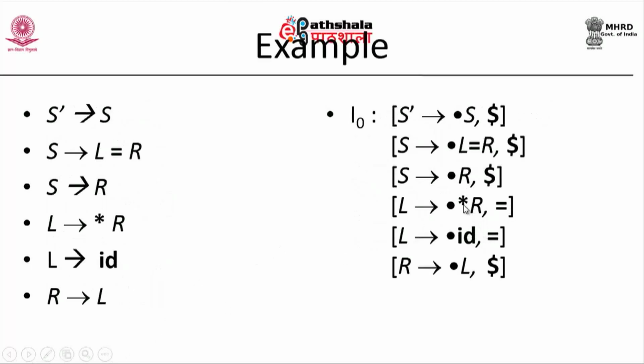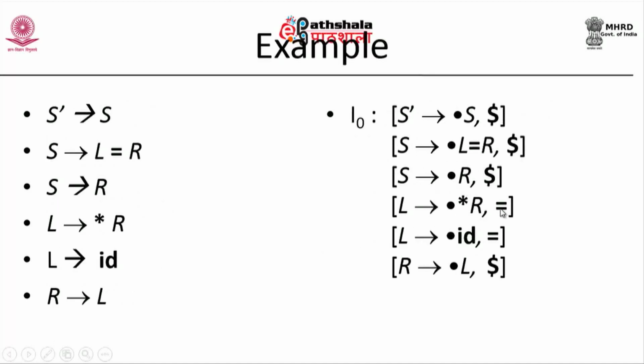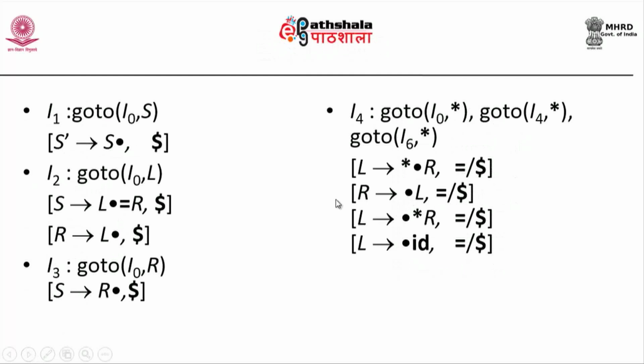So here star dot R, dot R is now shifted. So I have this is my alpha dot B beta. I have an equal to slash dollar here. This is an equal to from the canonical LR parser, but it was going to be a combination. I'll basically have equal to slash dollar. So the same thing is available here also. So R produces dot L comma equal to slash dollar, again same thing. L produces dot star R. So that is adding the productions of L with the same lookahead symbol here.